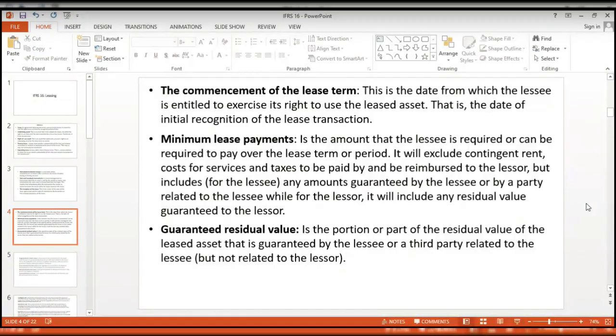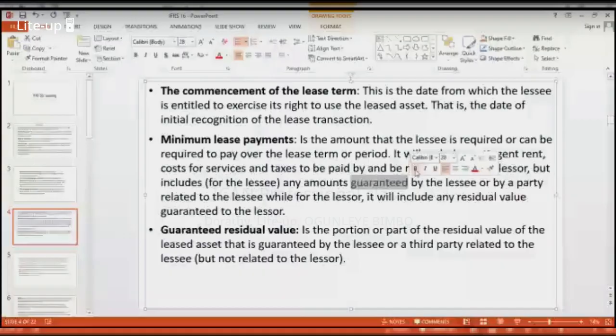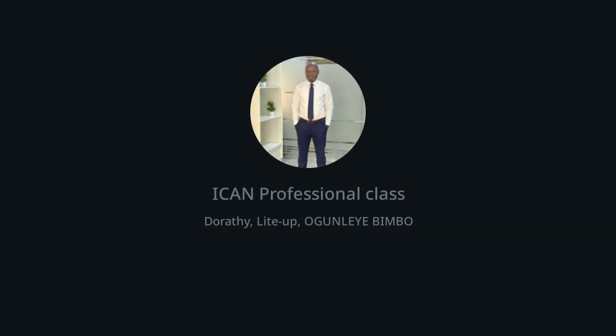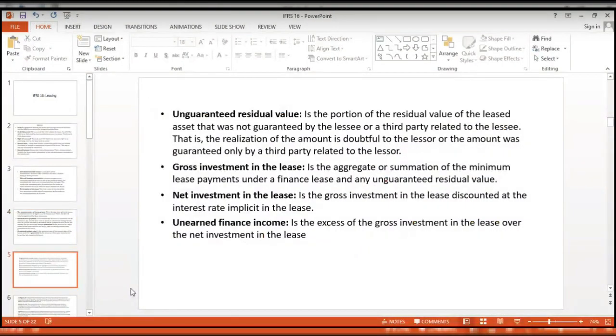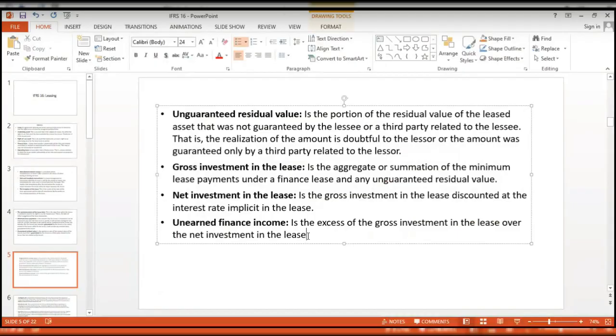Guaranteed residual value. Okay, this is further explained there. It is a portion or part of the residual value of the leased asset that is guaranteed by the lessee or a third party related to the lessee but not related to the lessor. See that portion guaranteed by the lessee. You can see the word guarantee used here, and you can see it repeated here. The amount that is guaranteed by the lessee will be the value of the asset at the end of the lease arrangement.